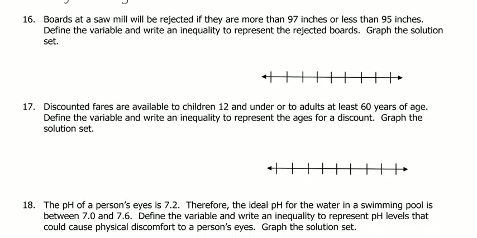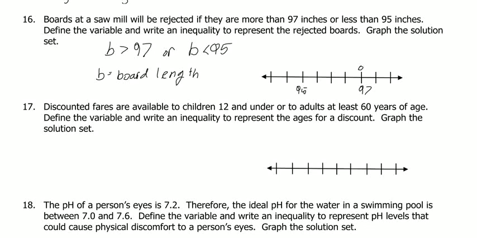Okay, so if they are more than 97 inches, in order to be rejected, B needs to be bigger than 97, or B needs to be less than 95. B equals board length. So we put 95 down here, 97 up here, open dot, to the right, to the left. Done.